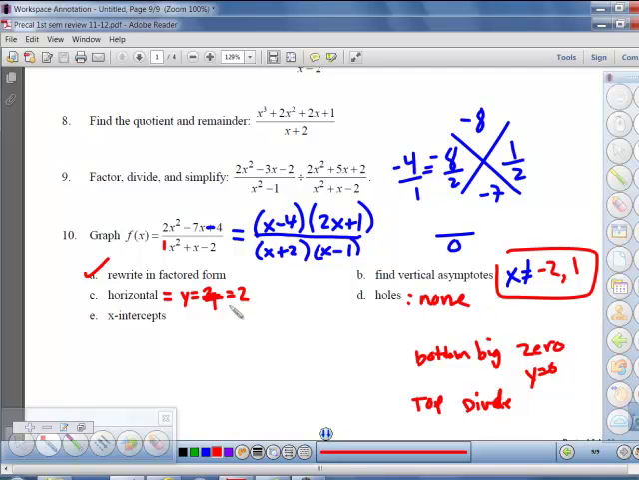Okay. So you divide it, and then the quotient without the remainder, okay? The quotient without the remainder, that's going to be your slant asymptote, okay?